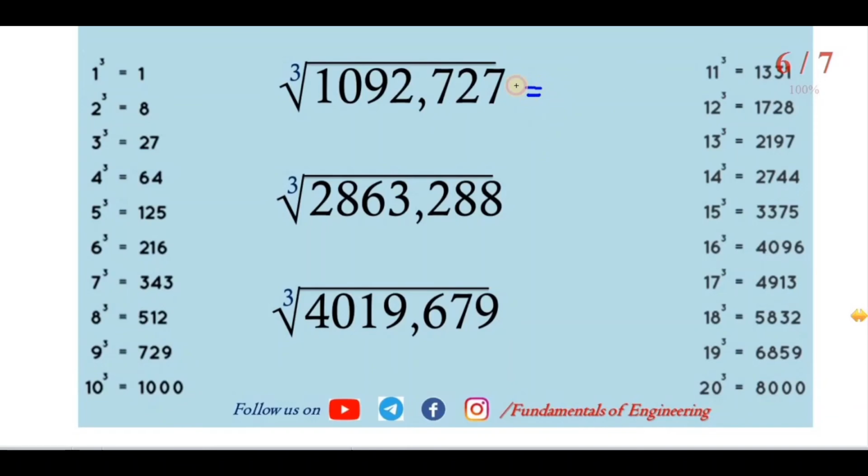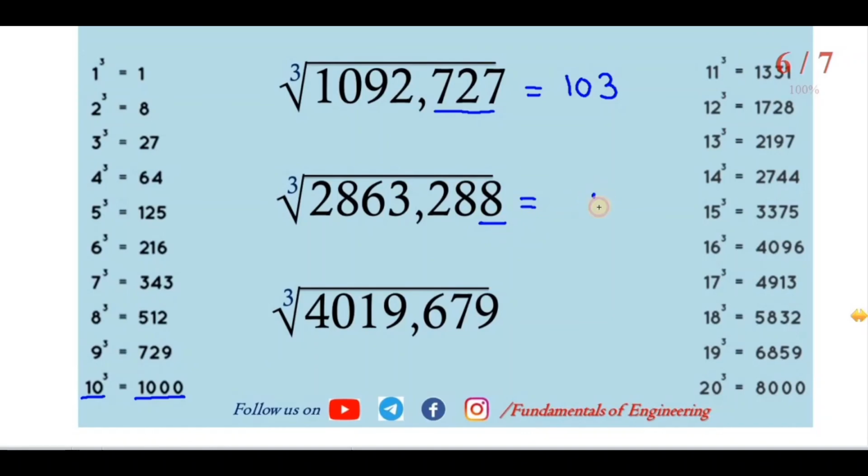Next, if 7 is there, what are we getting? 3 as the answer digit number. So we are not considering these 3 numbers. Next numbers 1092, which is near to, you can see here, 1000, the earlier perfect cube, which is a cube of 10. So 103.